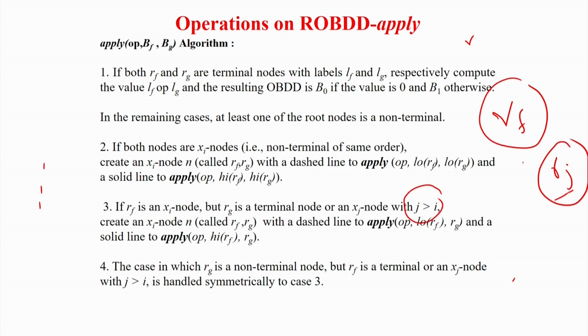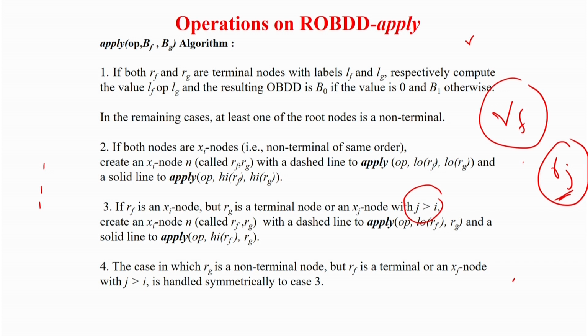That means the level of RJ is higher than the level of RF. Then what are you going to do? Because if they are at the same level, it is simple. You take both the left child, operate, take both the right child, operate, and you are done. But here you have to do it in a slightly different way.